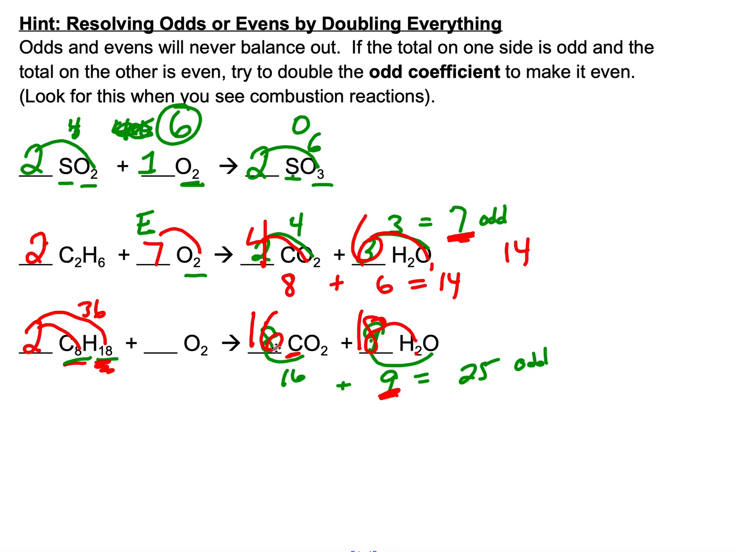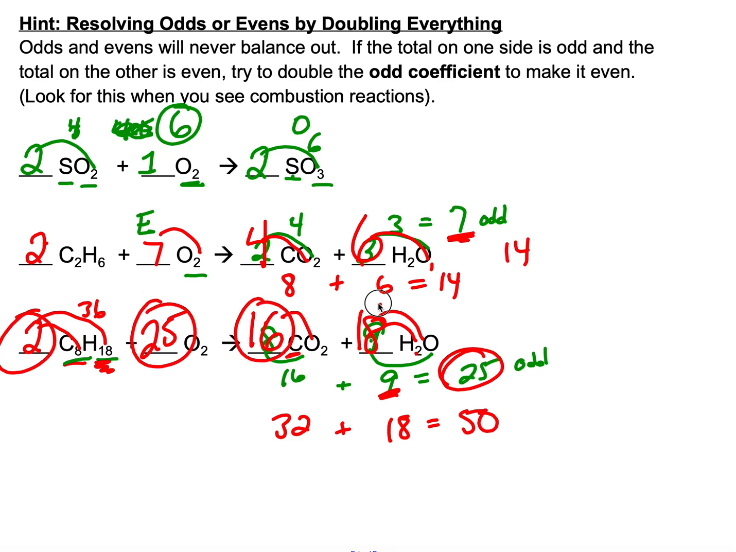Now let's focus on oxygens one last time. 16 times 2 is 32 oxygens here. 18 times 1 is 18. What do you get when you add 32 and 18? 50, which we knew we were going to get because we were going to double everything. We had 25 before, now we got 50. What number do you put here to multiply by 2 and get 50? 25. So 25 goes here. So our coefficients are 2, 25, 16, and 18, and that is one of the examples with the biggest or the highest coefficients that we're going to focus on.